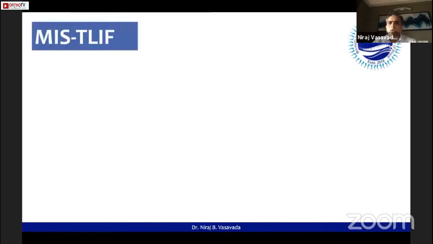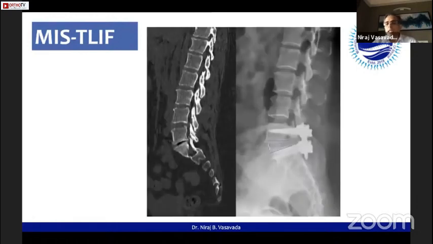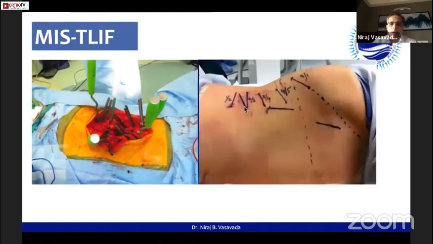So why we should not denigrate MIS-TLIF? MIS-TLIF is overall a single stage procedure, and they say that with MIS-TLIF you cannot achieve a lumbar lordosis. If you look at this case, this is one of our cases where we did a good bilateral facetectomy, we did a good release of annulus, and we could achieve a very significant lumbar lordosis in this particular patient.